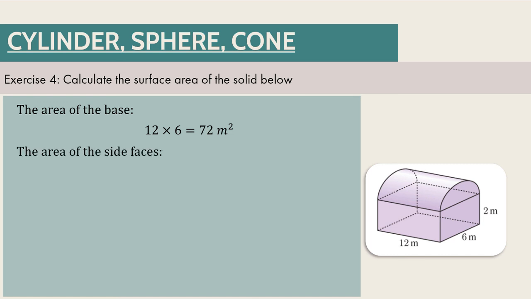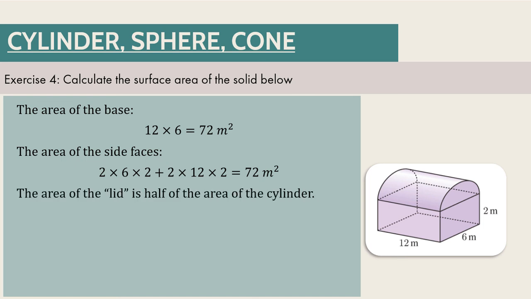The area of the side faces. Actually, there are two pairs of side faces, two pairs of identical rectangles. So the first pair is 2 times 6 times 2, and the second pair is 2 times 12 times 2, equals 72 square meters. So now we have calculated the wall surrounding the four side faces.